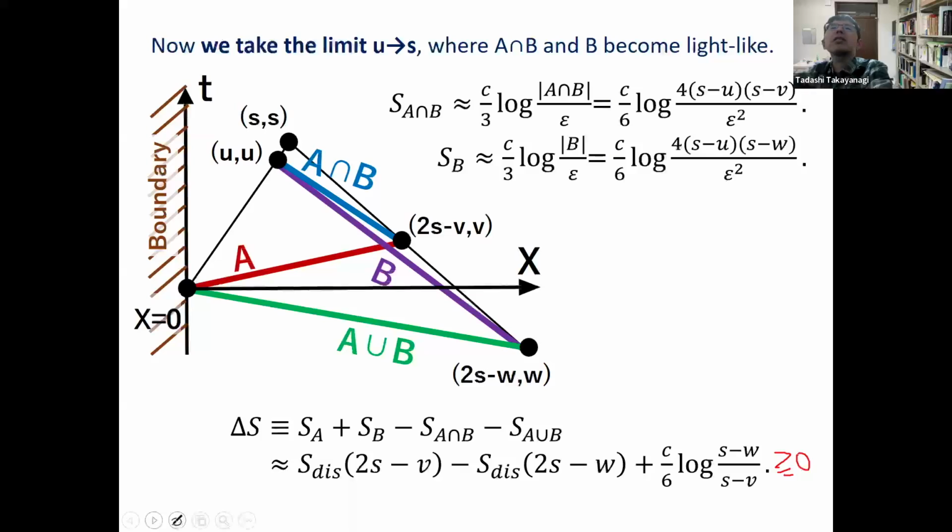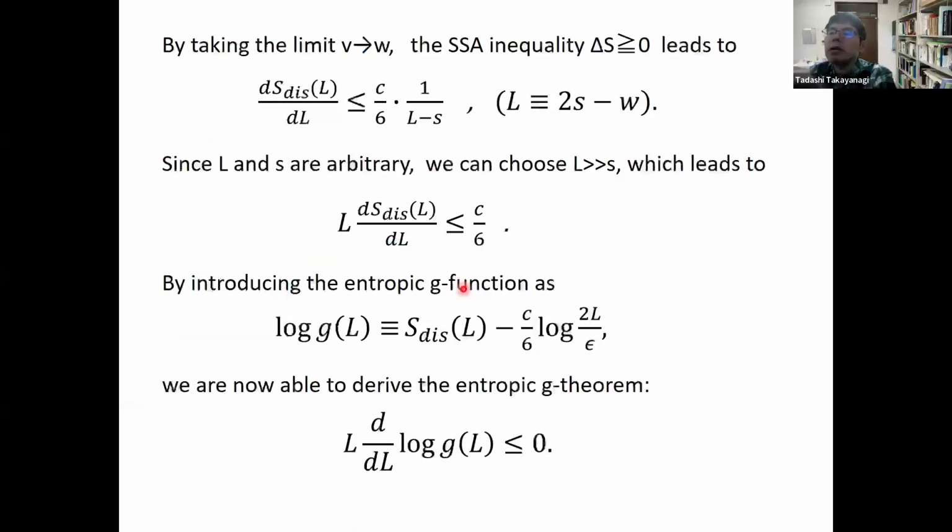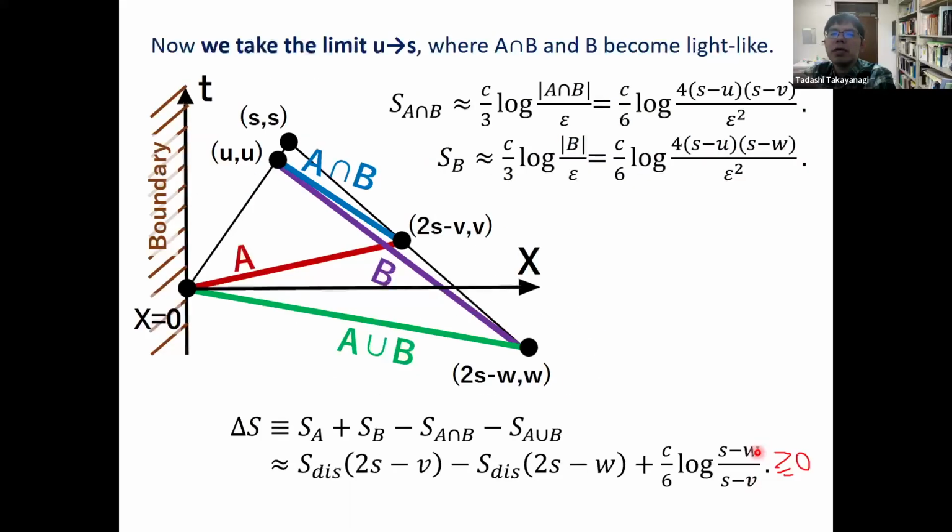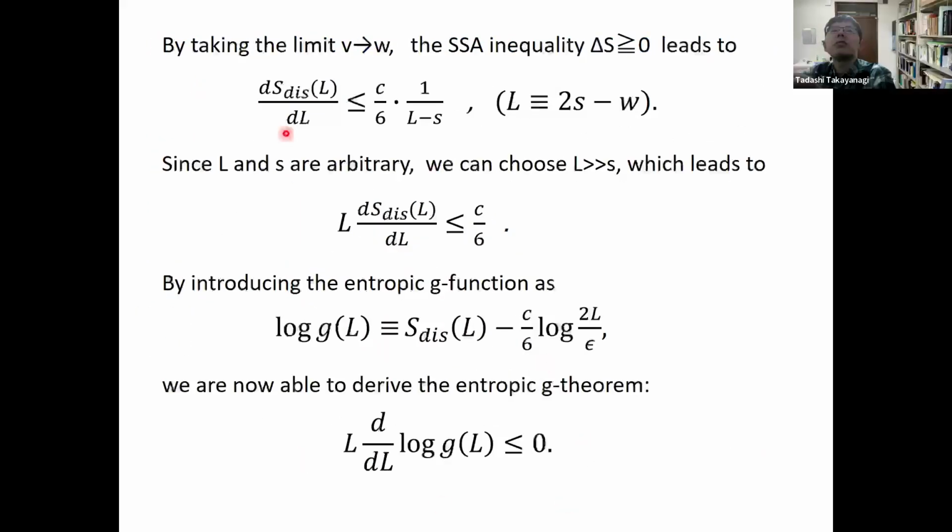We want to solve this condition. Because we take the limit where B and W are very close to each other, we can replace this with a derivative, right? Then what we get is that dS over dL is bounded by c over 6 times (1 over L minus S). But actually, we can take one more limit, that S can be very, very small. Still, this is true. Then we get this form, this inequality. This already proves the holographic g-theorem, the entropic g-theorem.